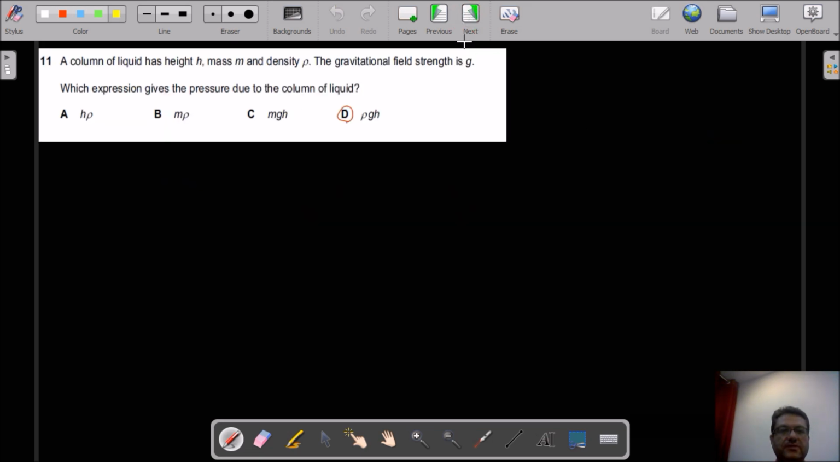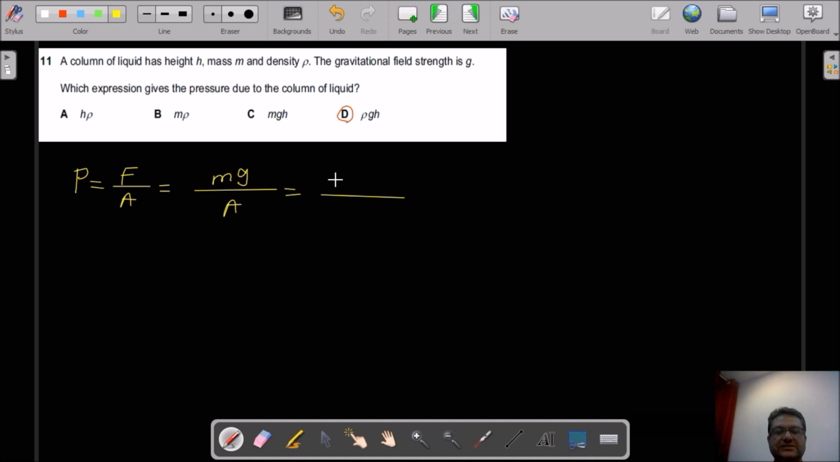Question 11. A column of liquid has height h, mass m, and density rho. The gravitational field strength is g. Which expression gives the pressure due to the column of liquid? Okay, I prove this formula. P is force over cross-section area. Instead of force, we can write mg, weight of liquid, divided by A.